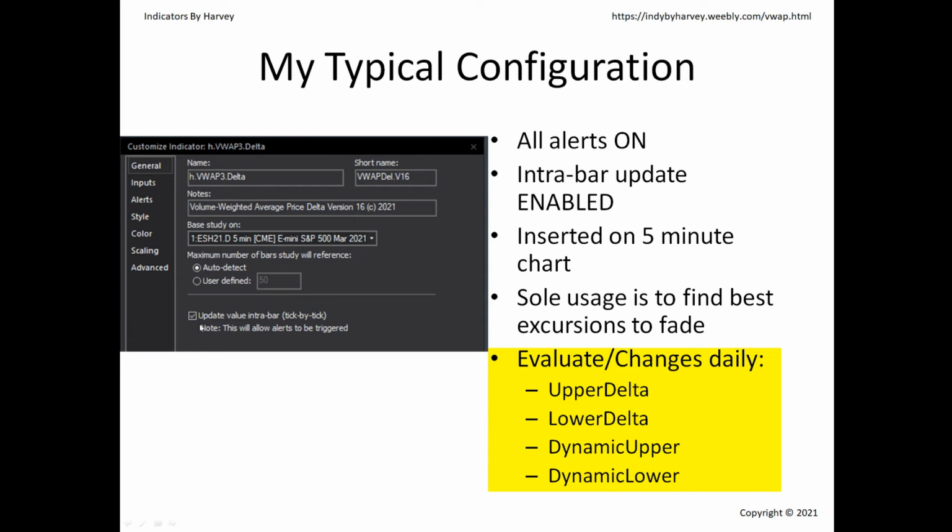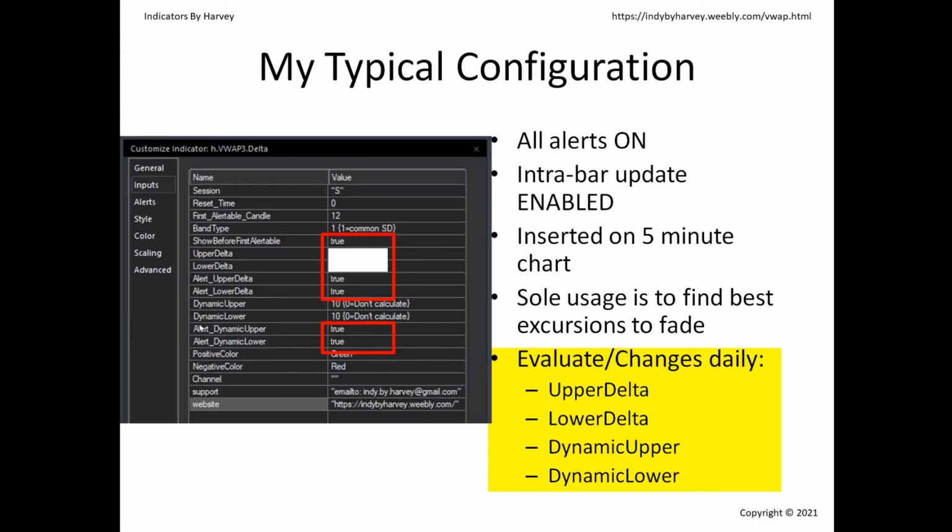I enable tick by tick. I insert it on a 5-minute chart, and the way I use it is to determine the best excursions to fade. So to make analysis easy, I do show before first alertable. I change the upper and lower delta daily. I set alerting to true and the alerting on the dynamic upper and lower as true as well.